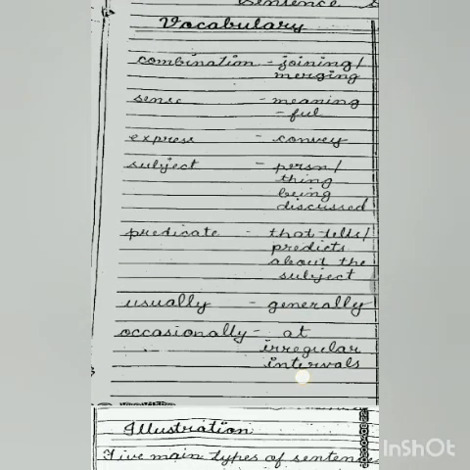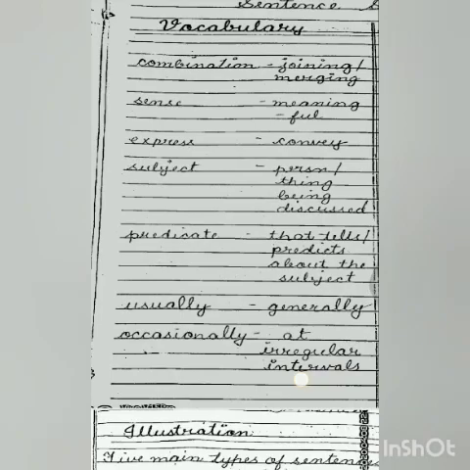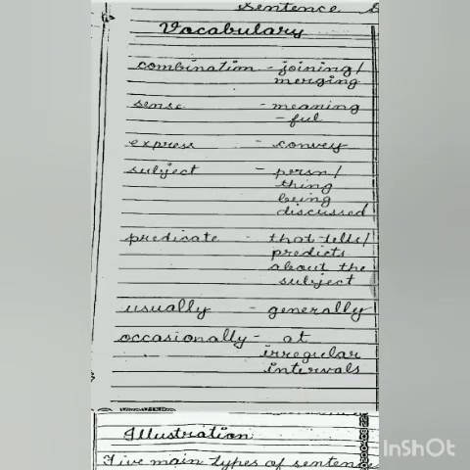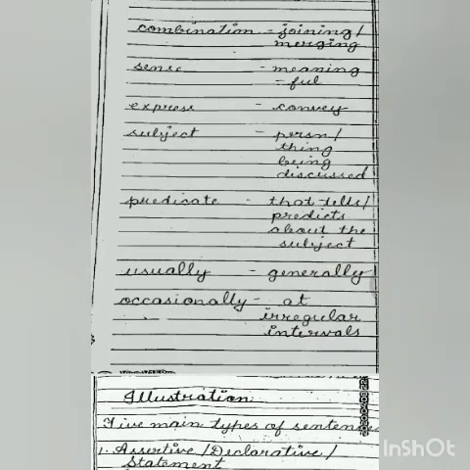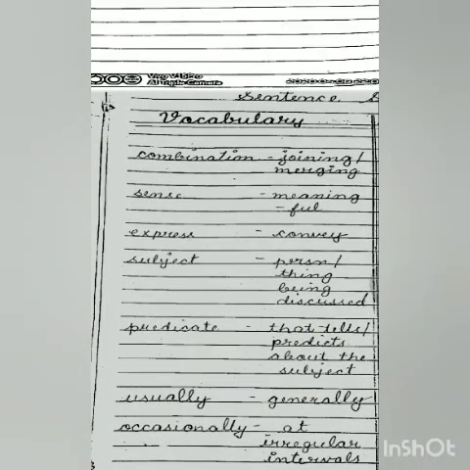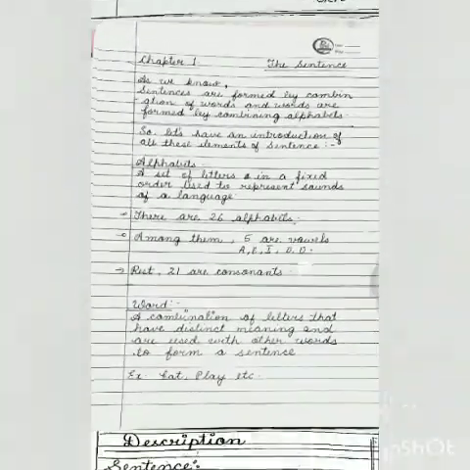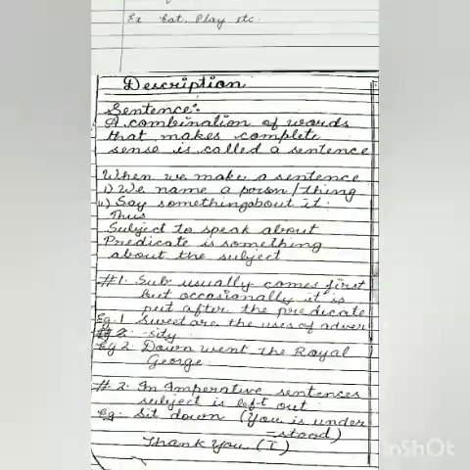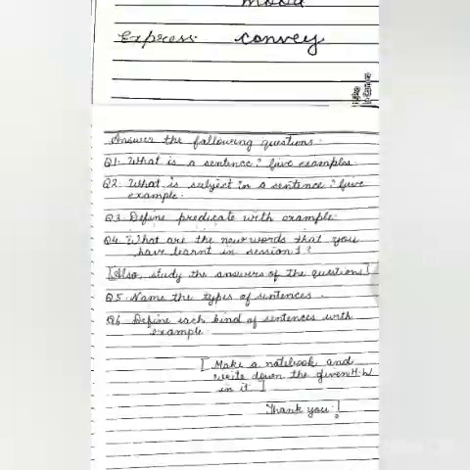What does usually mean? As I already told, usually means generally. Occasionally is usually at irregular intervals. The fixed interval of time is not fixed, but irregular interval, occasionally it is repeating. Okay, so I hope this is all for today. The things we have revised also once. Further we have types of sentences and many more things to learn that we'll see in the next class. Now we have today's questions.